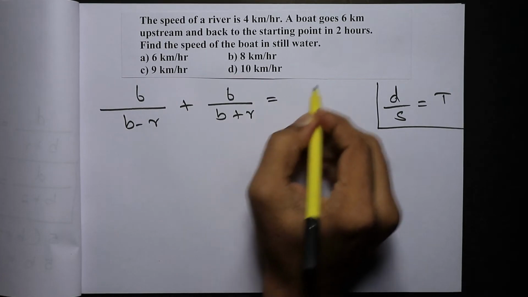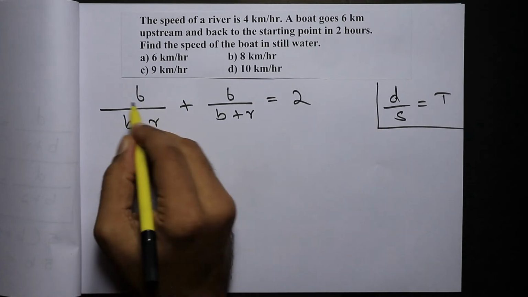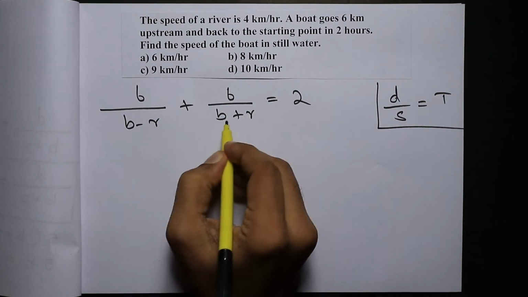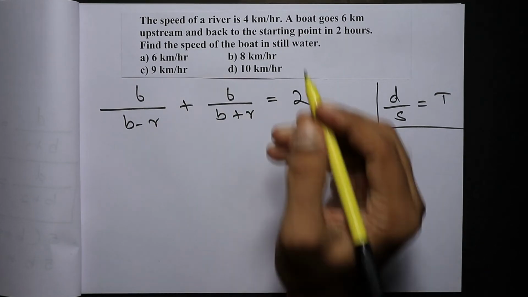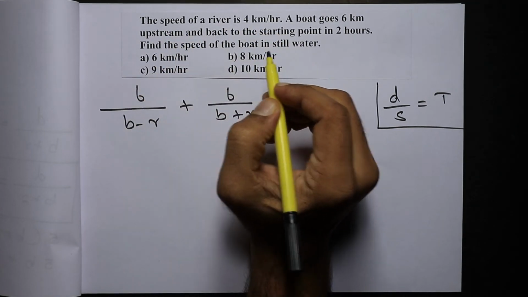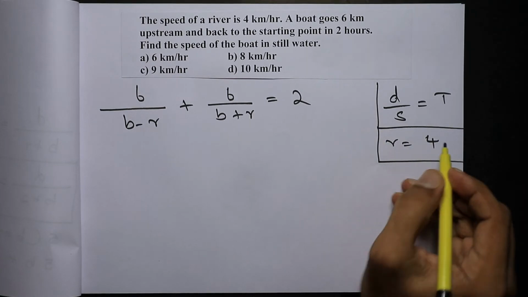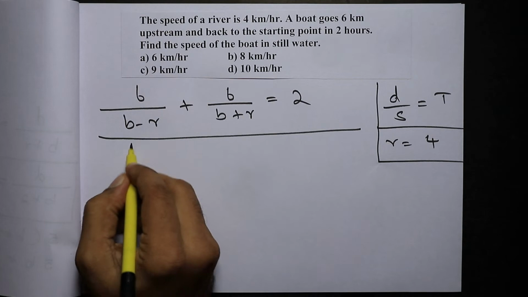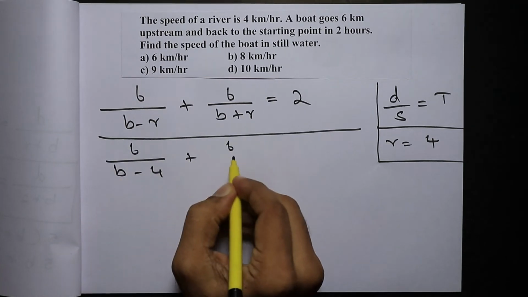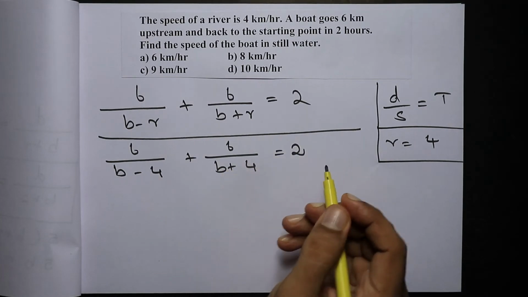And the total time is given as 2 hours. So this is the time required for upstreaming, and back means it will be downstreaming. So total time is 2 hours. Now the other information given is the speed of the river is 4 kilometers per hour. So r is equal to 4. Let us substitute r is equal to 4. So 6 by b minus 4 plus 6 by b plus 4, and that is equal to 2.